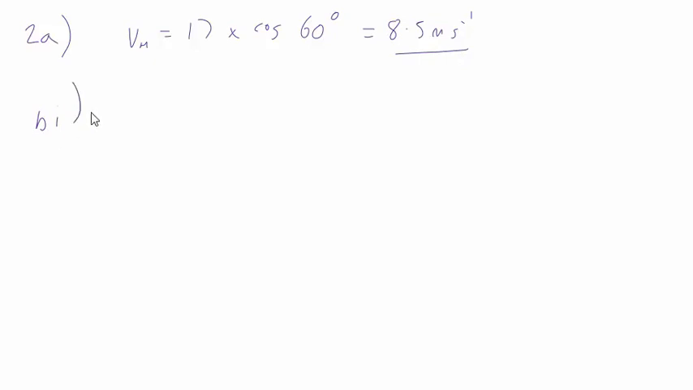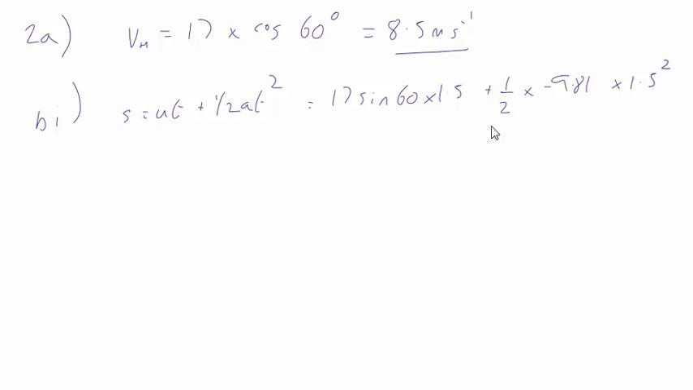In B, part 1, we're told at 1.5 seconds the ball reaches its highest point, and we're asked to calculate the maximum height of the ball. Well, for this we can use S is equal to UT plus a half AT squared, which is 17 sine 60 times 1.5 for the time, plus a half times minus 9.81 times 1.5 squared. And this comes out at 11 meters.